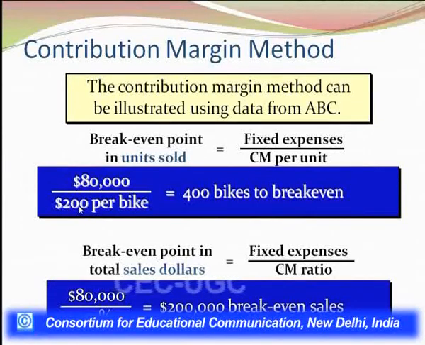So 500 was the selling price, 300 was the variable cost, correct, and 200 would be the difference as contribution margin. It means the company would break even if it sells 400 bikes, and in terms of rupees or dollars, the company would break even if the sales value is 200 lakhs. So both techniques, break-even point analysis and contribution margin analysis, have given you the same answer. If you notice, the answers are not different.